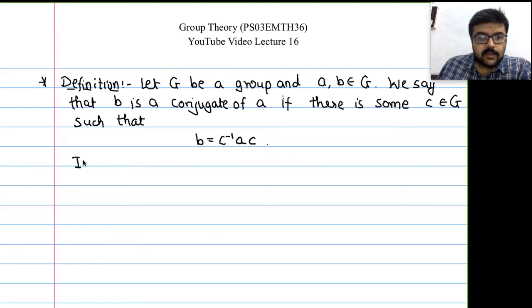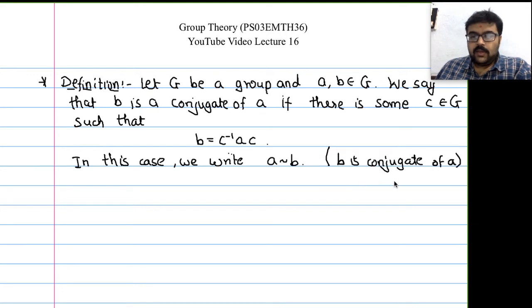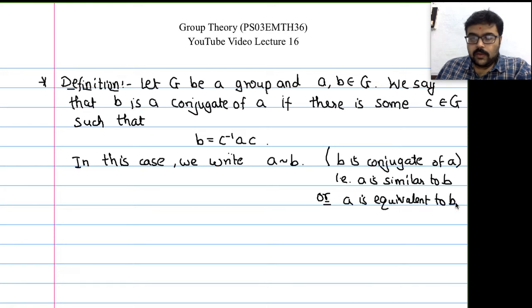And in this case we write A is similar to B, or A is conjugate of B, or better we should denote this as B is conjugate of A, or that is A is similar to B, or A is equivalent to B. Okay, so B is said to be conjugate of A if there is some C such that B equals C inverse A C.